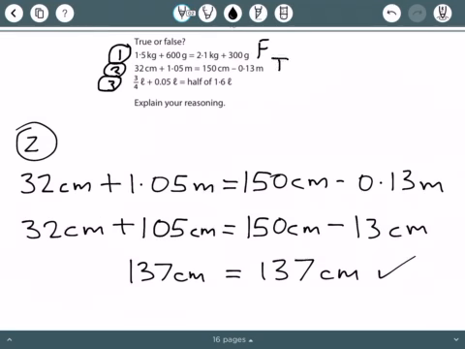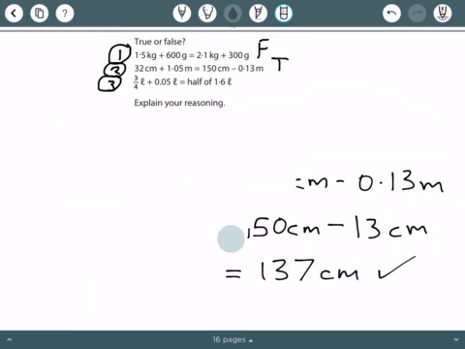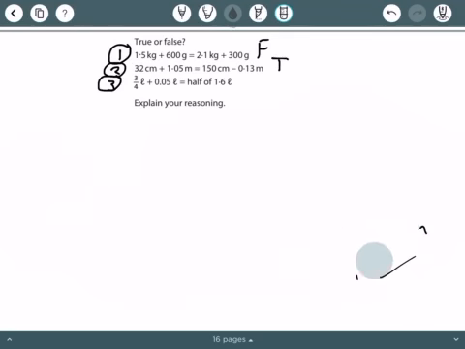Okay, and we know because we've changed the units so that they are the same. We changed it into centimetres. We converted them from metres to centimetres, and then we calculated and we found that both amounts were equal. Let's move on to our last one. Our last one is to do with capacity. If you want to pause and have a go, please do so, because I'll go through the answers now to number 3. So let's have a look.